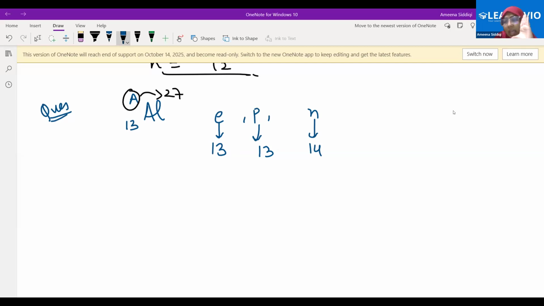All of you good? And everyone has understood this. Any problem here to anyone? No, ma'am. And see, all the atoms of the aluminium element will have the same atomic number, right?